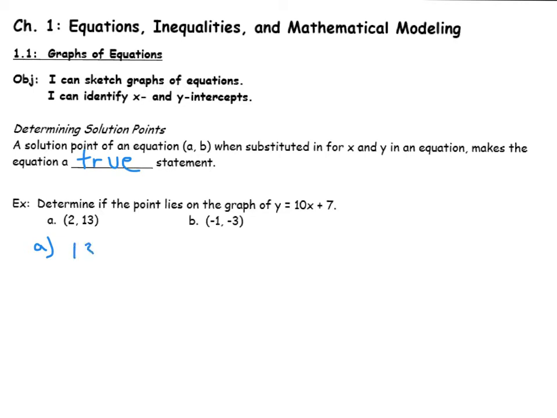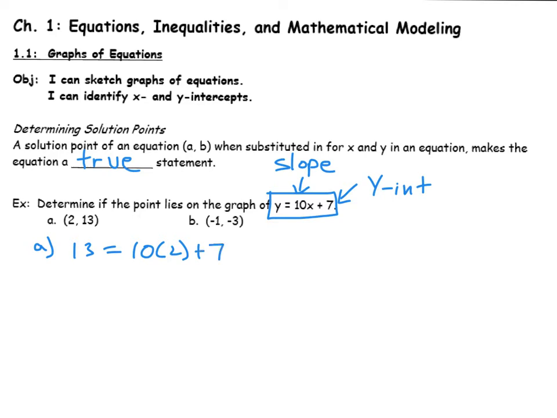$13 is my y value. Obviously, I'm using this linear equation right here just to brush up on the lines a little bit, because you're going to see them a lot. There's your slope. There's your y-intercept. So I put in 2 for x, and now it becomes a matter of, is this true or not? Nothing to simplify on the left side.